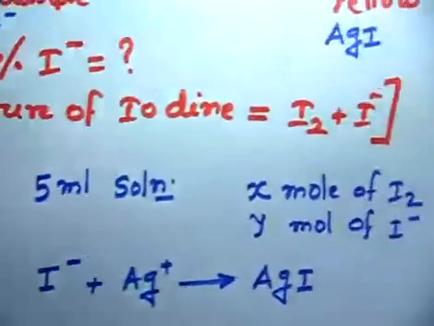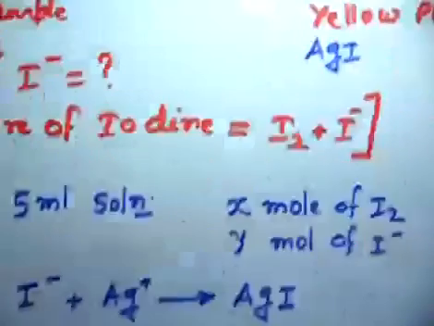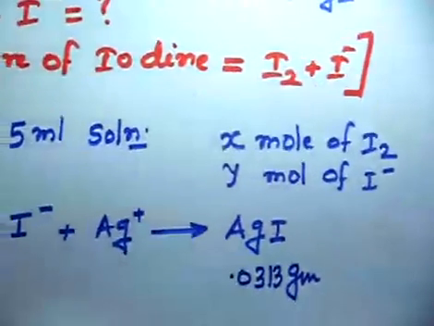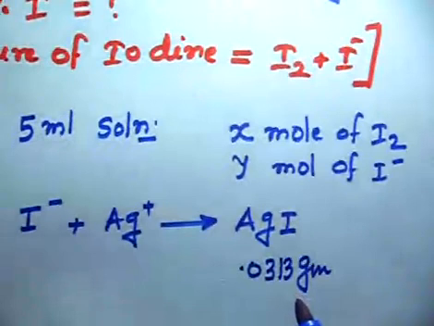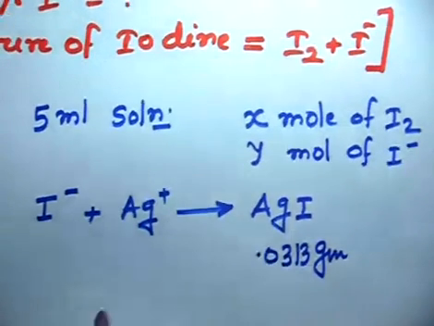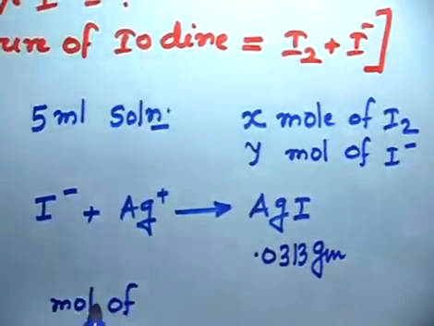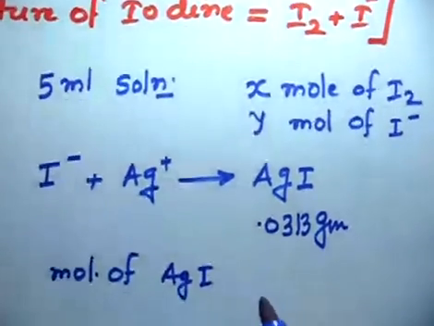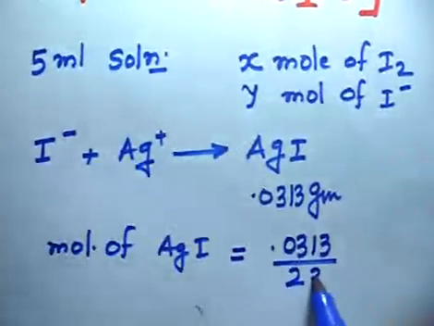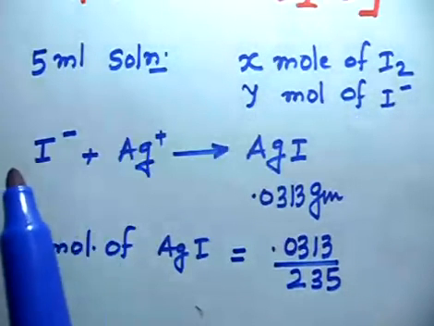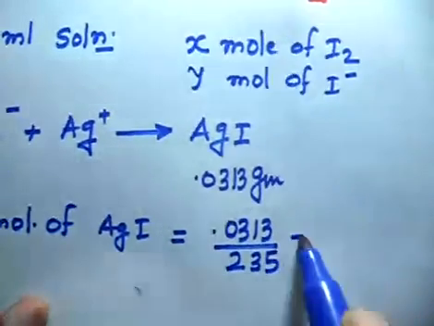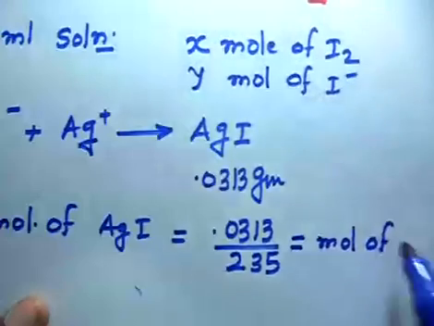Are you getting? And now the weight of AgI is given, that is 0.0313 gram. So we can calculate the number of moles of AgI. Mole is this divided by molecular weight, and the molecular weight of AgI is 235. So the moles of AgI will be 0.0313 divided by 235. Now you see in this reaction, 1 mole of I minus gives 1 mole of AgI, so this is the same as the mole of I minus.